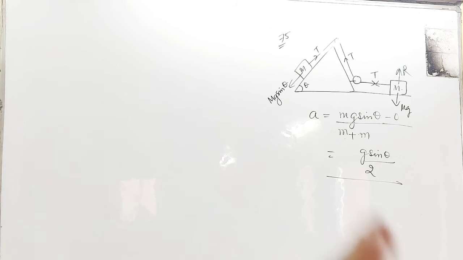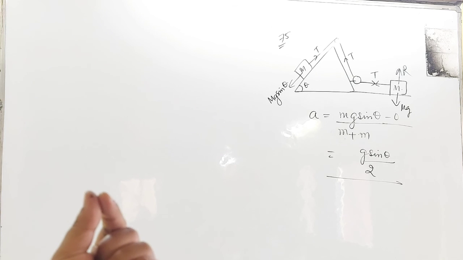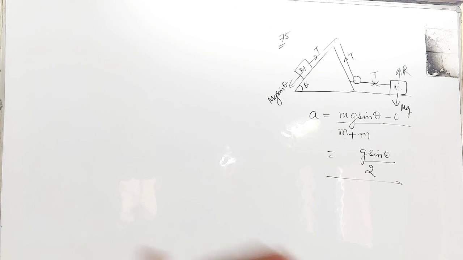And what about the horizontal mass? The weight of the horizontal mass is cancelled out by the normal force produced by the horizontal surface. So our acceleration will be: what is the force responsible for the motion? Mg sin theta minus what? Is there any opposition? The horizontal mass doesn't offer any resistance or opposition to the motion. Therefore, it should be minus 0 divided by total mass. Total mass will be m plus m.